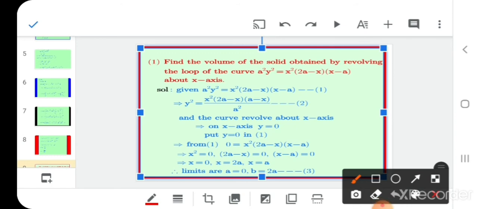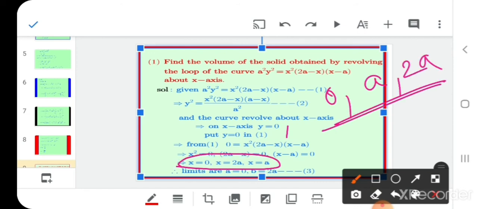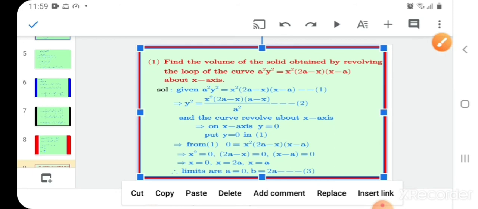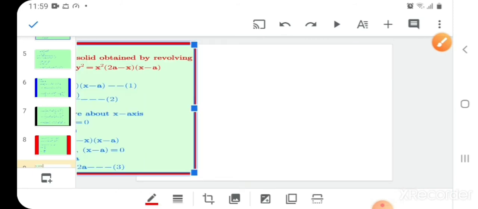On x-axis y equals 0, we know already. So I substitute y equals 0 in the equation. And then what are the values we get here? x equals 0, x equals 2a and x equals a. Here we get 3 values, 0, a, 2a. I write them in order. We take only the first and last values. That means 0, 2a. Therefore, the limits are one is 0 and second one is 2a.